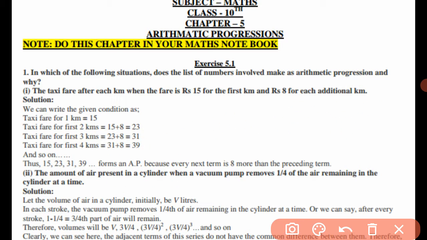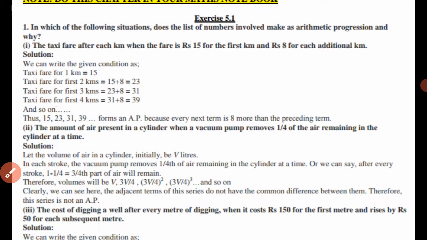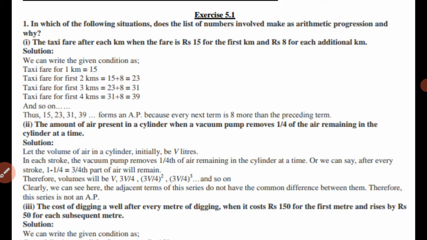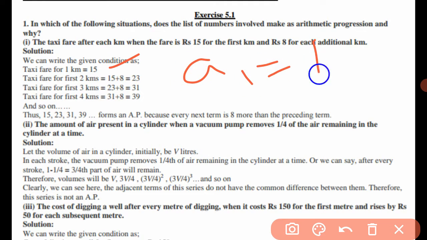Starting from question number 1, it is asking: in which of the following situations does the list of numbers involved make an arithmetic progression, and why? In the first part, it is given that a taxi fare is rupees 15 for the first kilometer and rupees 8 for each additional kilometer. So for the first kilometer it is 15, meaning a1 equals 15, and for other distance it takes 8 rupees extra.